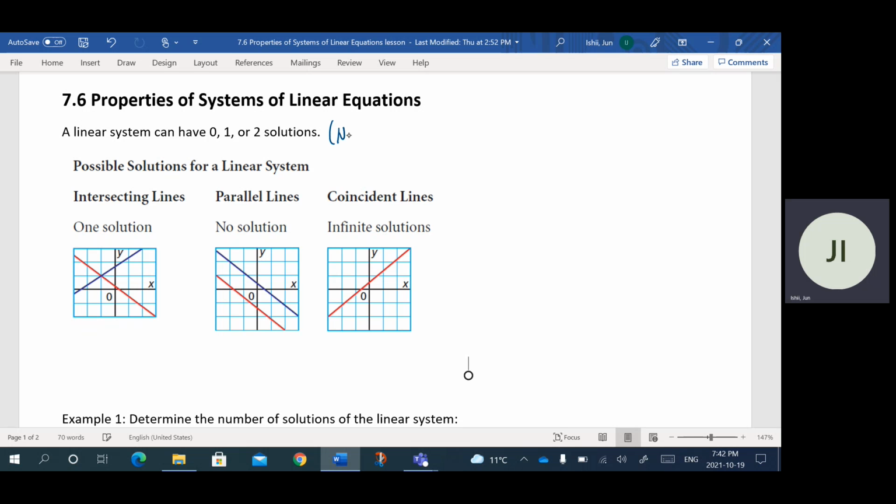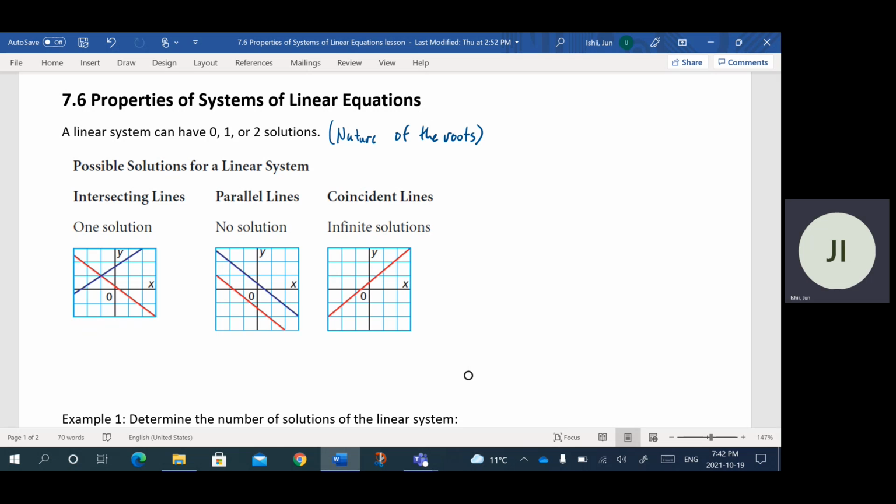Another thing that this has been called in the past is nature of the roots. So if you see that terminology, nature of the roots is just asking how many solutions there are to a system. All right, so for the most part, we're just going to explain this graphically.